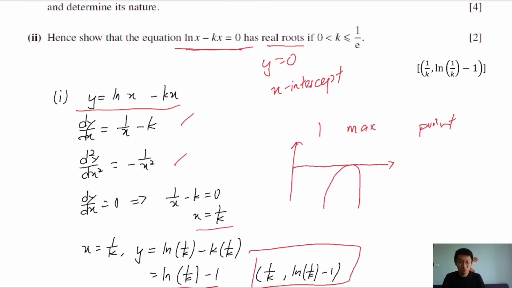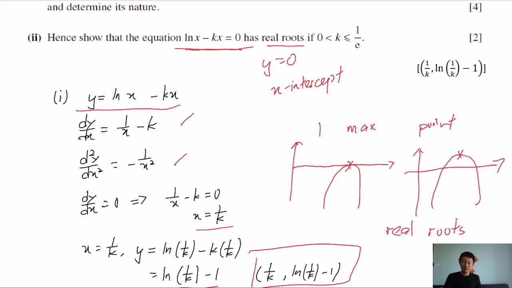So in this case, it has one intercept. In another case, it could be something like this, so it has more than one x-intercept. For both cases, they have real roots. When we have the equation ln x minus kx equals 0, we are looking at the x-intercept. So what is the condition for this curve to be in these two situations?